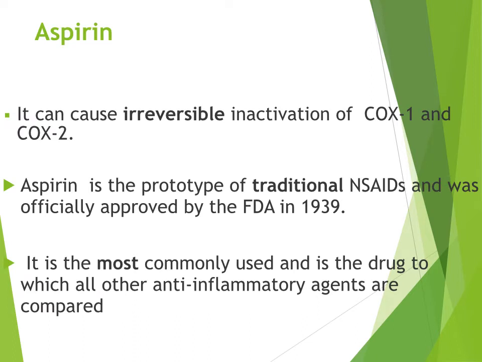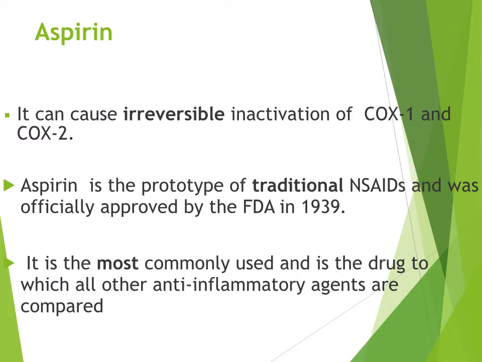So one important drug of this family is aspirin. Aspirin is actually the prototype of the non-steroidal anti-inflammatory drugs. It causes irreversible inactivation of both cyclooxygenase 1 and 2. It was officially approved for use in 1939. Aspirin comes from a natural source. It's a modified natural source. It actually comes from acetylsalicylic acid.